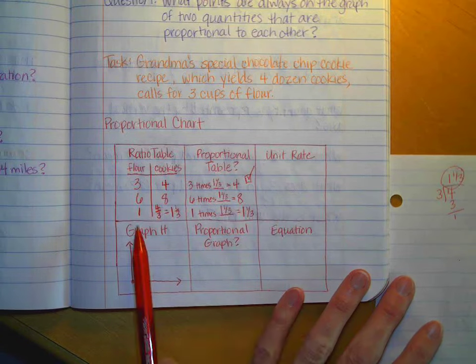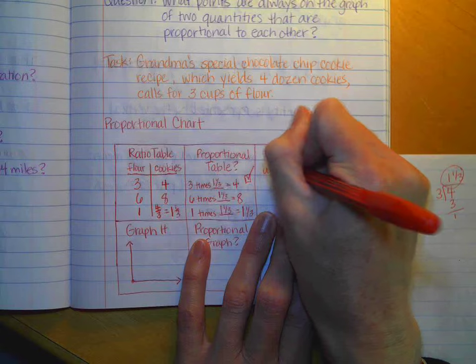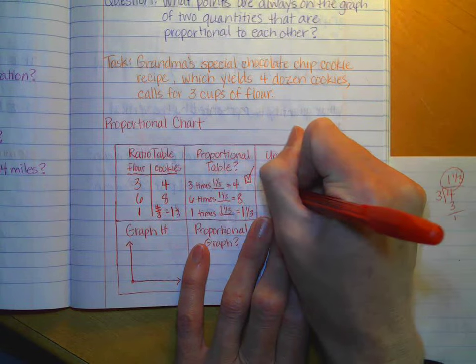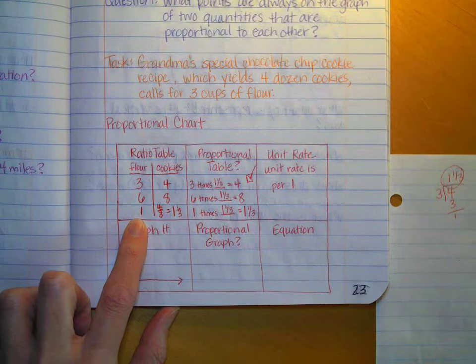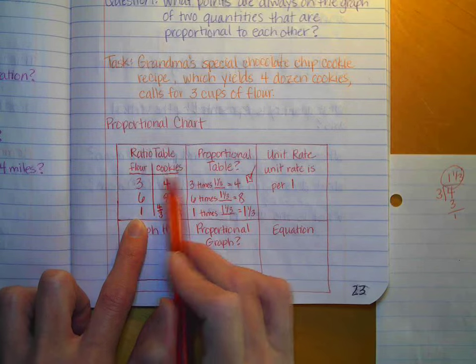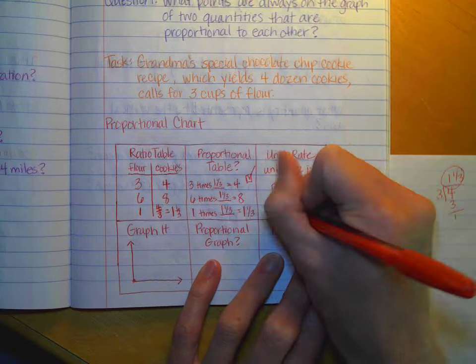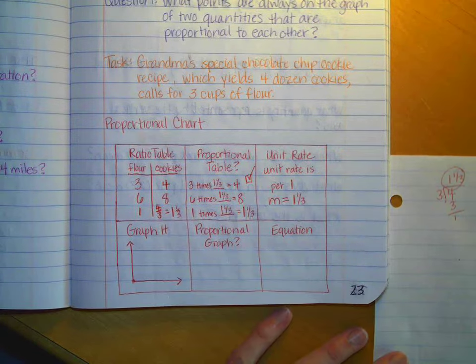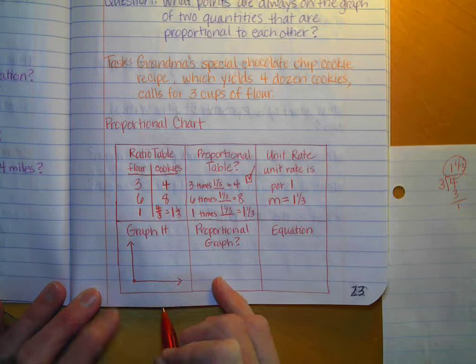Okay, so going back to our ratio table, did we find our unit rate? Remember, a unit rate is per 1. So is this per 1 right here? The answer is yes. So how many dozens of cookies per 1 cup of flour? The unit rate is M equals 1 1/3. Okay? Boys and girls, are you starting to understand this? Is it making more sense to you? I hope so.